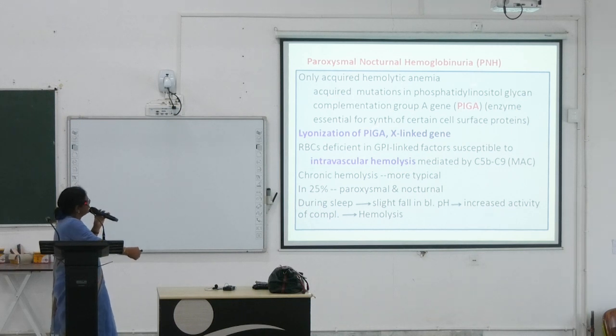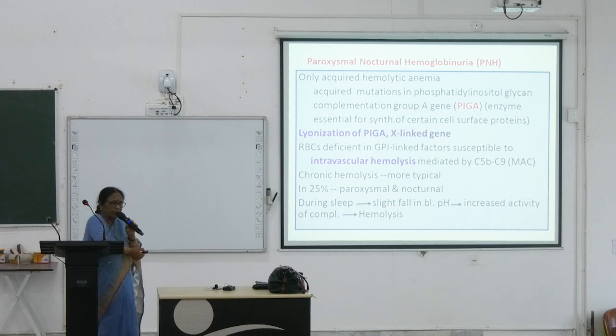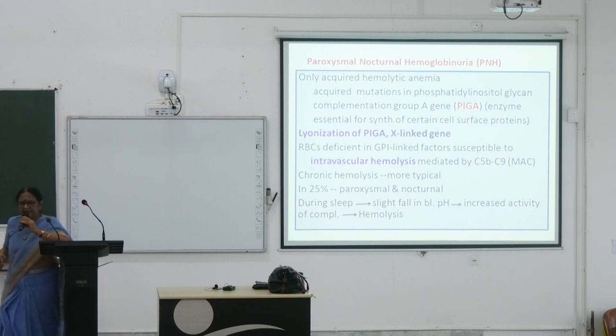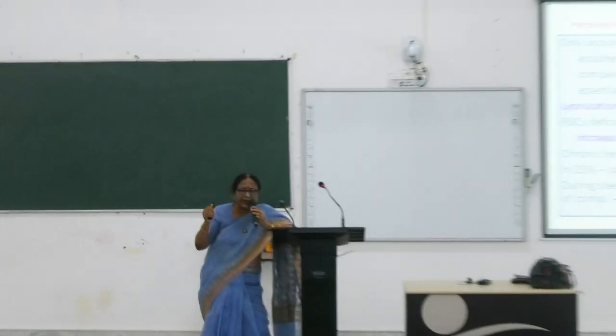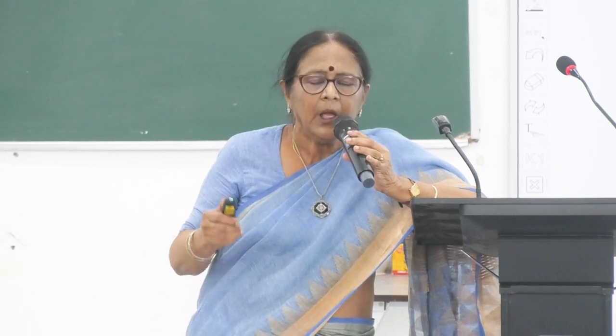So why is there acquired mutation? You have read about lionization, haven't you? In females, lionization of the X chromosome occurs. Females have two X chromosomes, and randomly, in any cell, one X chromosome is subdued or becomes inactive. Only one chromosome remains active. So different cells have different chromosomes active, which is why it is called lionization of the X chromosome, which is found in cases of females.